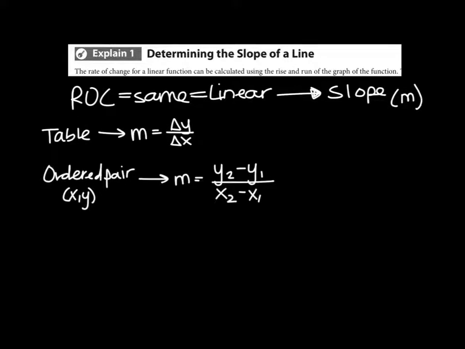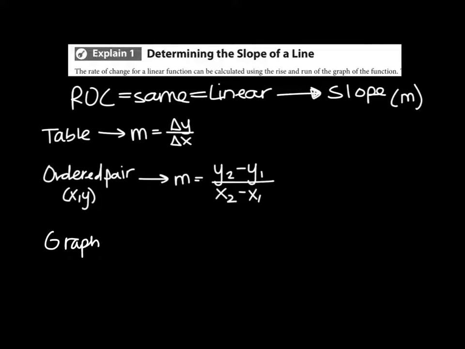Some notes that you should take: in x and y, the 1 refers to the first point, the 2 refers to the second point. We'll talk about that when we do an example. Then we need to know how to find it from a graph.